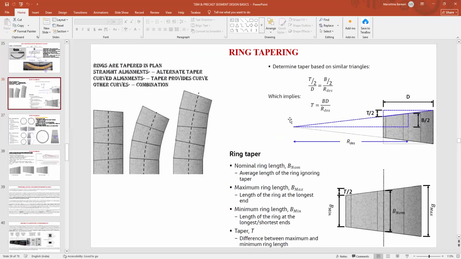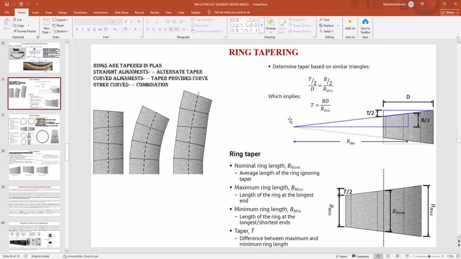Okay. Now we come to the ring tapering. Ring tapering is very important because whatever the alignment, it is not straight. It is a curve alignment. Sometimes it is a curve, sometimes it is straight, sometimes it is a left hand side curve, sometimes it is a right hand side curve. So depending on the type of the curves, initially what we did, either we kept a left hand taper or we kept a right hand taper.